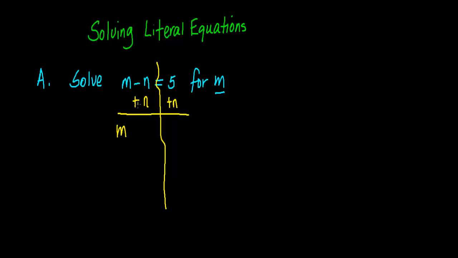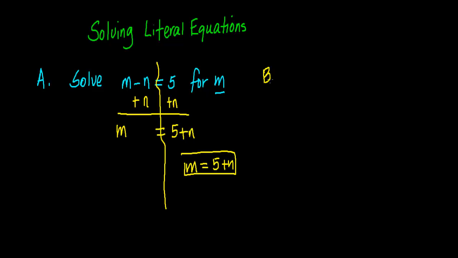Negative n plus n, that becomes 0, equals 5 plus n. And you're done. That is your answer. m is equal to 5 plus n, and you've solved for m.